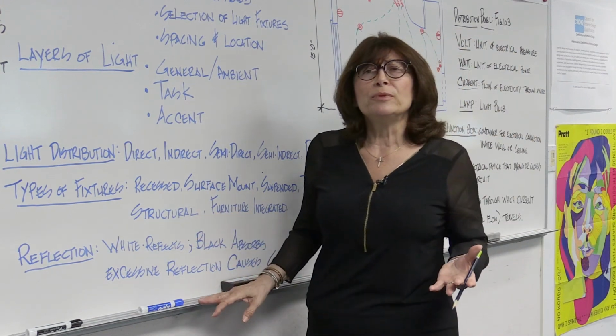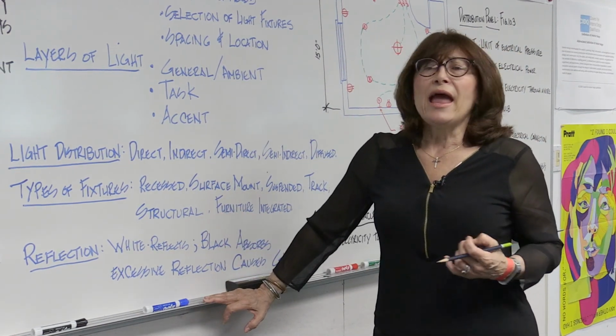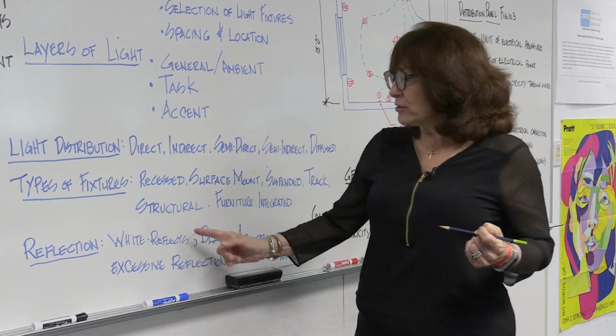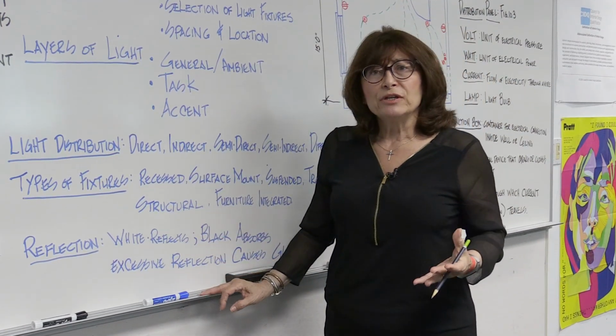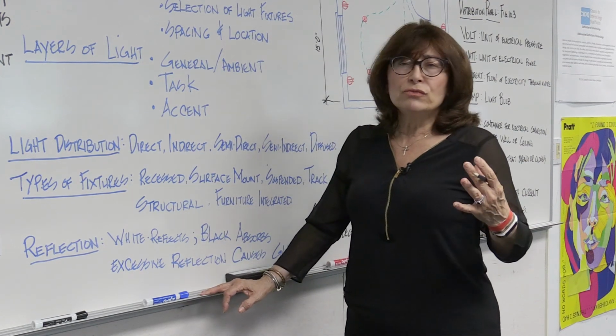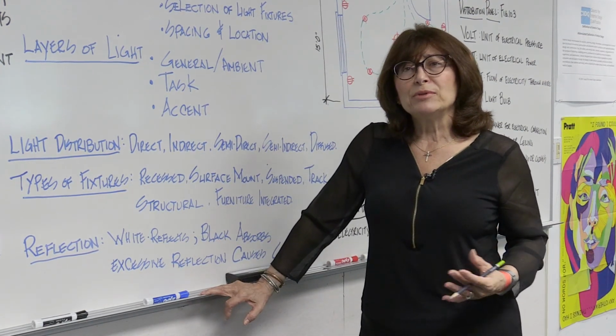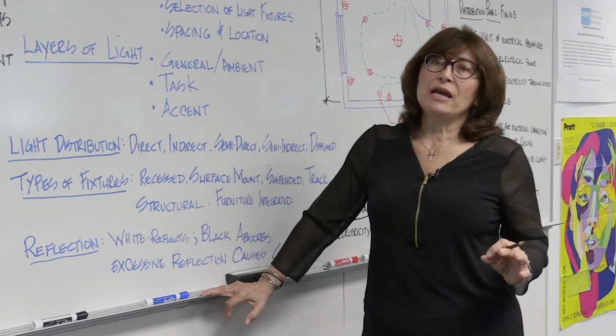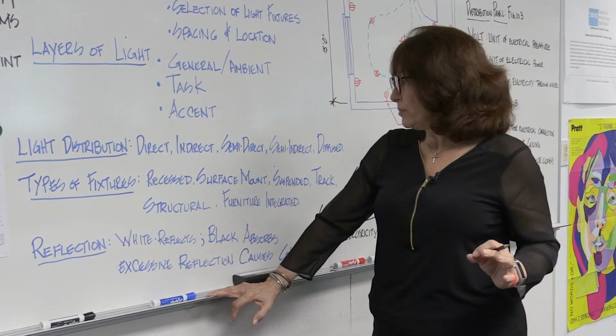Structural becomes part of the architecture, and what's nice about structural is the light fixture itself is typically hidden, and it could be a cove type lighting, it could be a soffit type lighting, but the light is built into the actual architecture of the space.